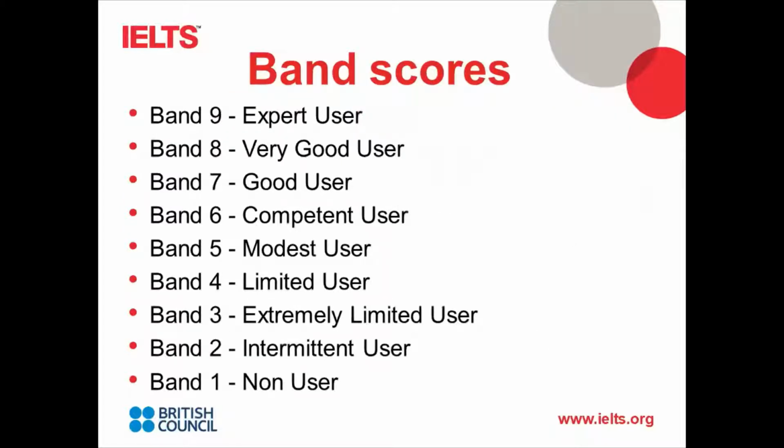The band scores are actually the band scale. If you get band 9, it proves that you are an expert user in English. If you got band 8, it shows that you are a very good user in English. If you are a good user, you will be awarded band 7. And if you're a competent user, you will get band 6. So it will vary according to your proficiency in English.